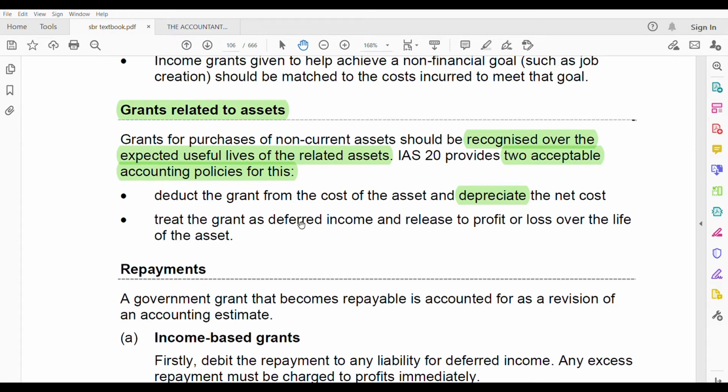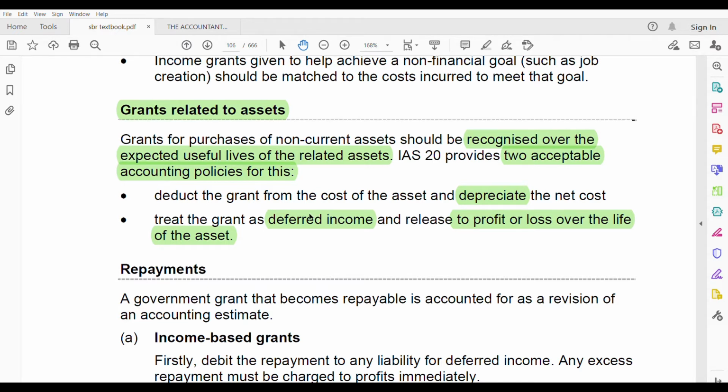The other way you could do it is to treat the grant as deferred income and release it to profit or loss over the life of the asset. So it's an income and it will go into the profit and loss account over the life of the asset. If it's for 5 years, then for 5 years it will be shown as income.